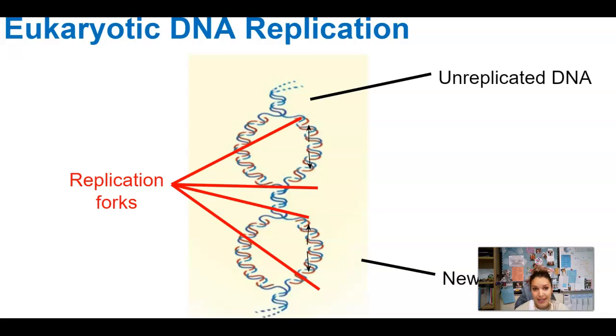This would be eukaryotic DNA replication. Obviously, we have more complicated DNA than a prokaryote, so we're going to have more replication forks, right?